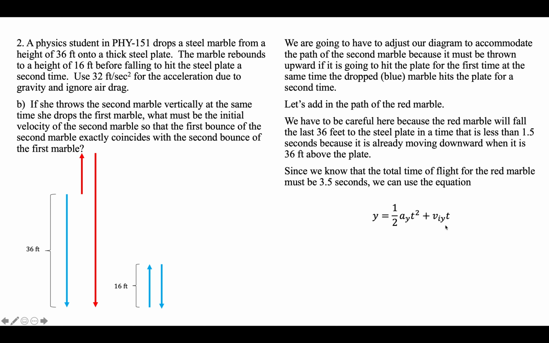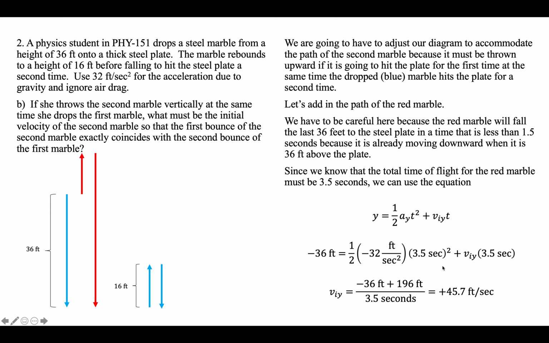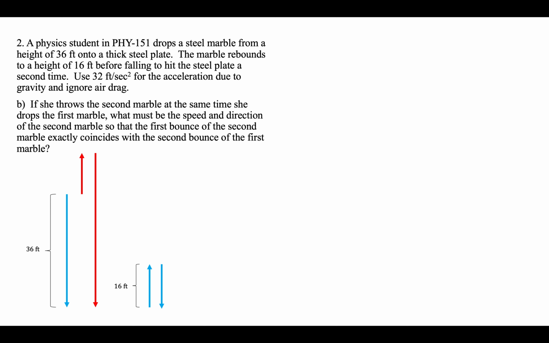The only unknown is v initial. We know the time, it's 3.5 seconds. It falls 36 feet. The acceleration is minus 32. The time is 3.5 seconds. We have one unknown. We can solve for v initial y, and we do that. This is 196. Put it on the other side, makes it plus 196, and we get 45.7 feet per second, the initial speed of that second marble. Although it's not second anymore. It's released at the same time, but it's thrown up.